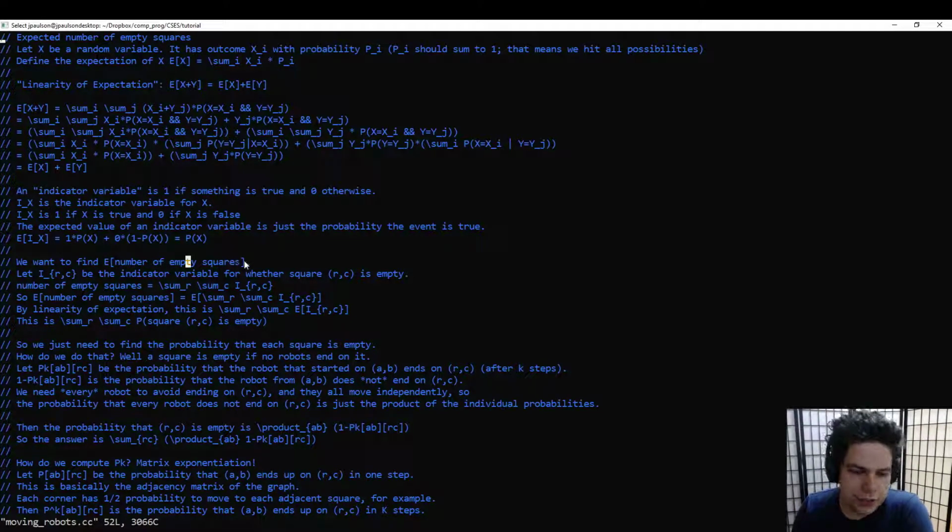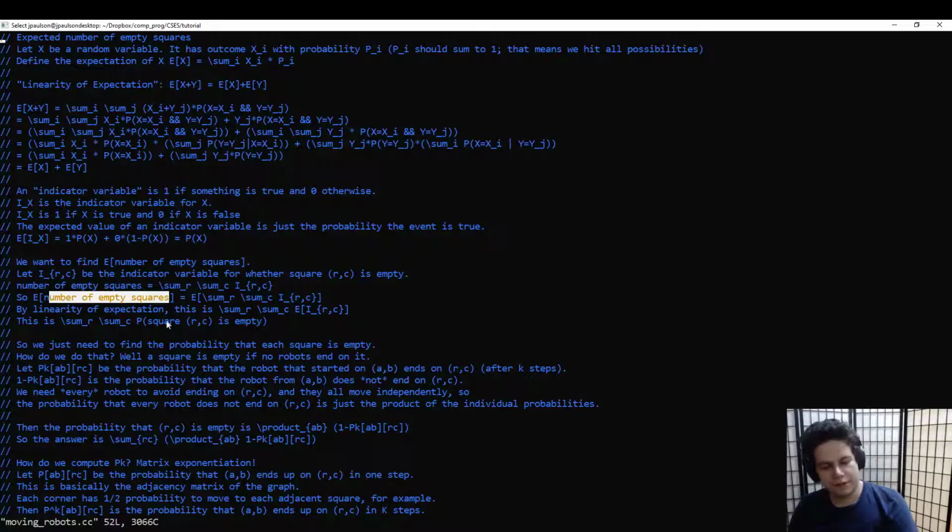So, okay, we can use these two concepts of breaking down what we want into a sum of indicator variables to help solve the problem. What we want is the expected number of empty squares. So we're going to define an indicator variable for each square for whether or not it's empty. And then the number of empty squares is obviously just the sum of those indicator variables, right? We count 1 if the first square is empty, 1 if the second square is, and so on. So this is just another way of writing that.